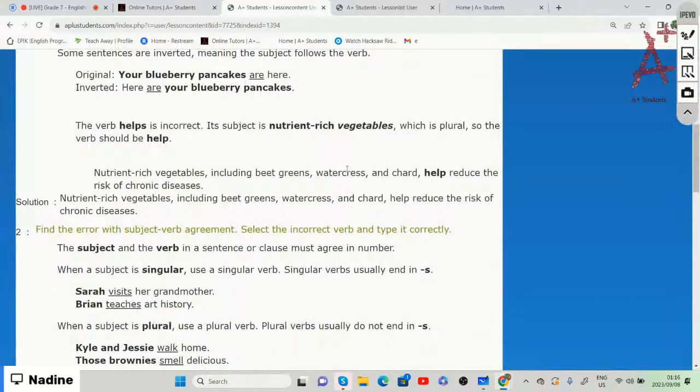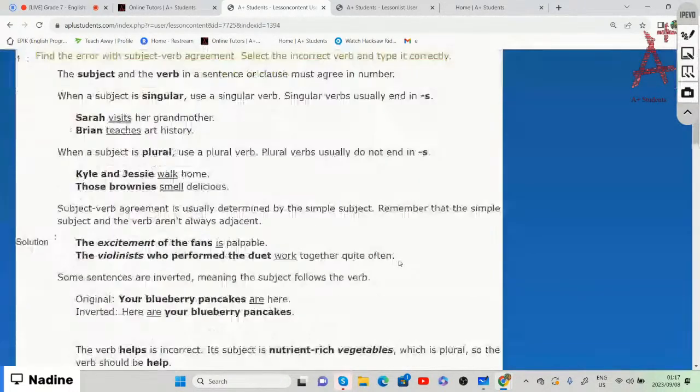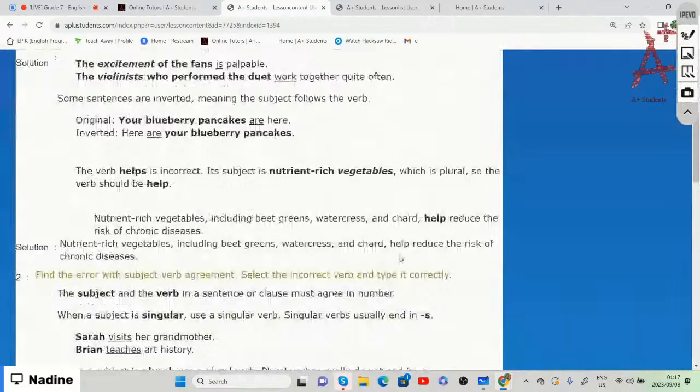So if we look at our specific sentence, it says, nutrient-rich vegetables, including beet greens, watercress, and chard, help reduce the risk of chronic diseases. So they are helping reduce the risk of chronic diseases. The question says we need to find the error with the subject-verb agreement, correct the verb, and type it correctly.